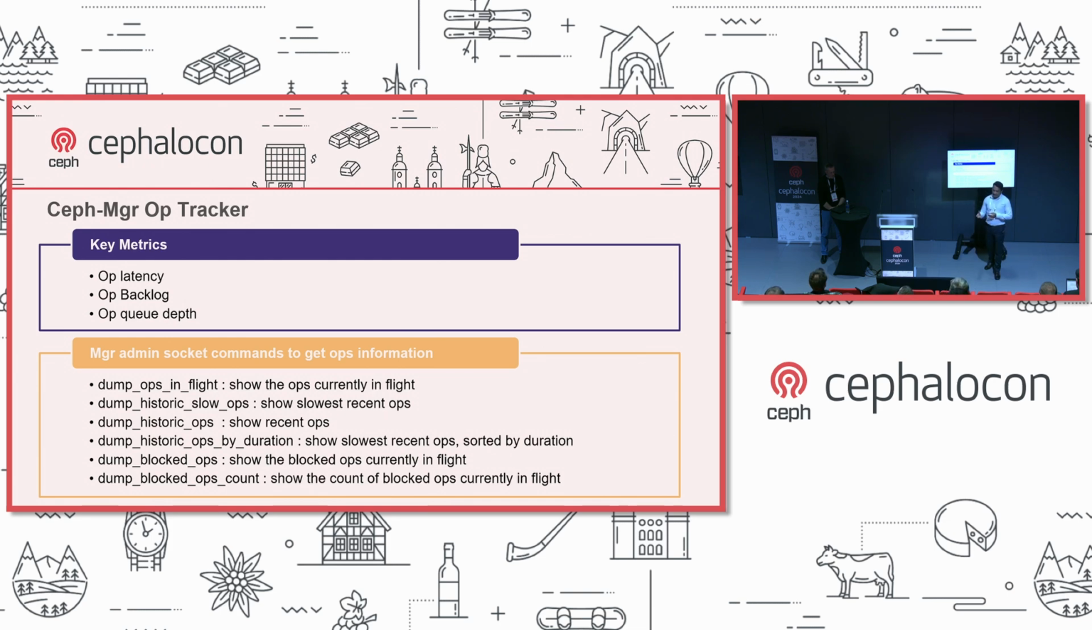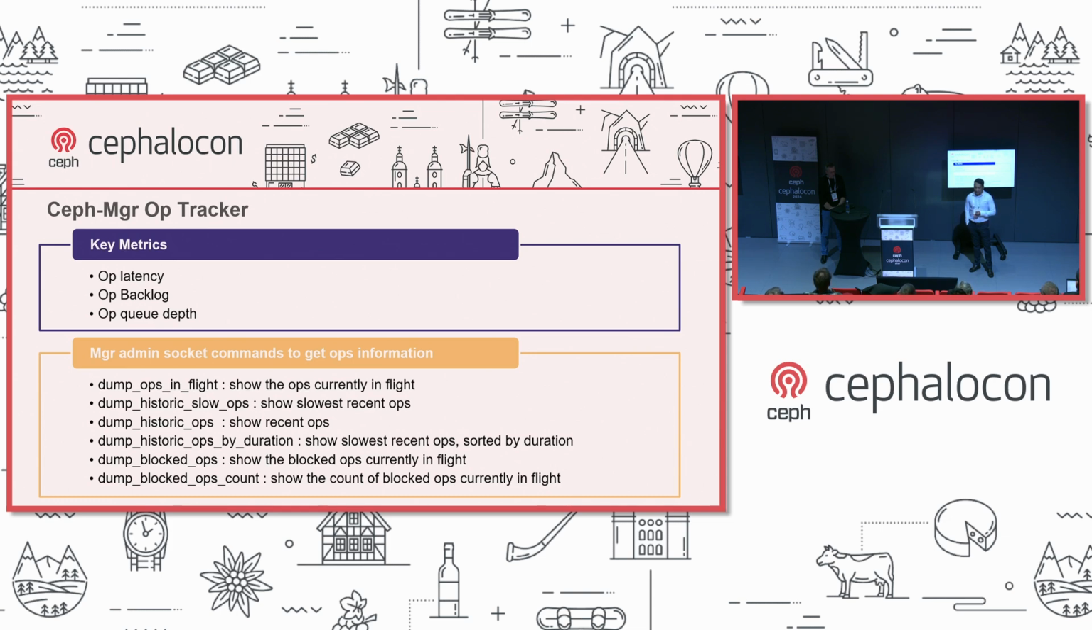Which MGR is yet to execute those ops. It's similar to what we have in the OSD for the mons. We have the same set of commands which we need to execute through the admin socket or within the ceph tell command to dump these ops which are being handled by the MGR. So dump ops in flight gives you the ops currently in flight or yet to be executed.